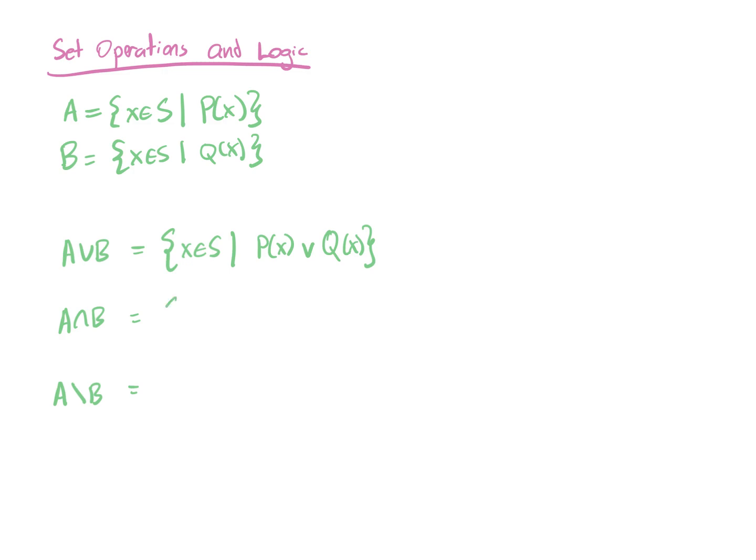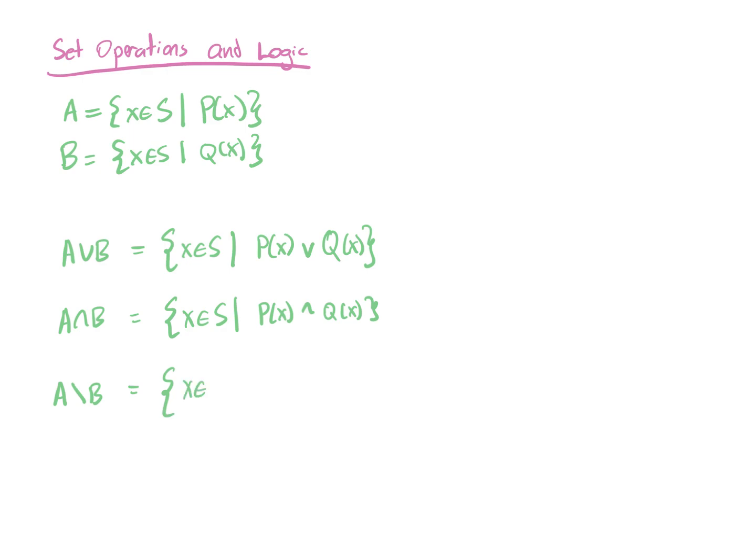Maybe not surprisingly, if we go on to the intersection, in order to qualify to be in the intersection, I need to satisfy the criteria for inclusion for A and the criteria for inclusion for B. So I'm going to write this with a logical conjunction, and. In order to be in the intersection of A and B, I need to satisfy P of x and Q of x. Finally, this one is a little bit different.